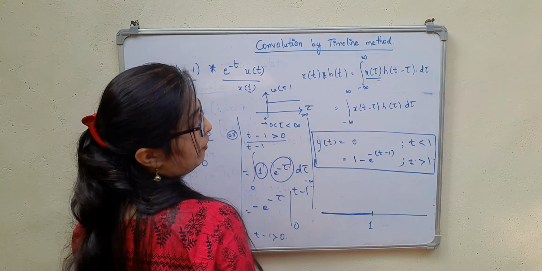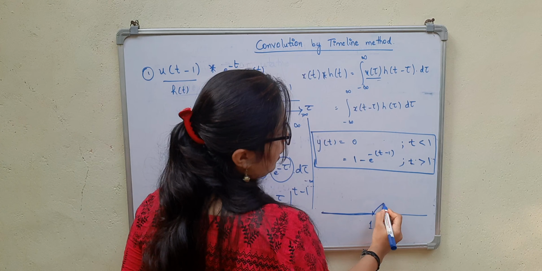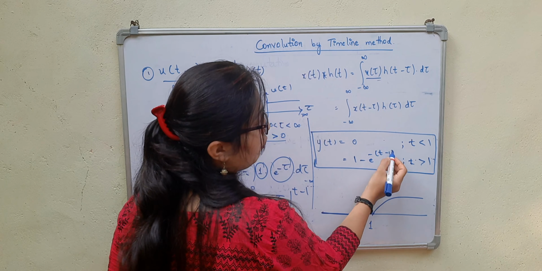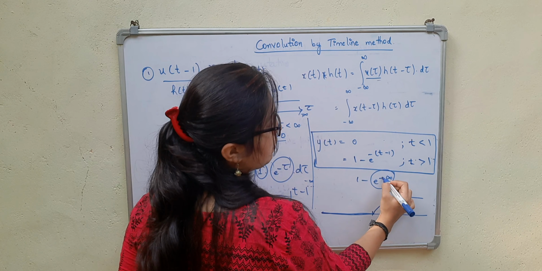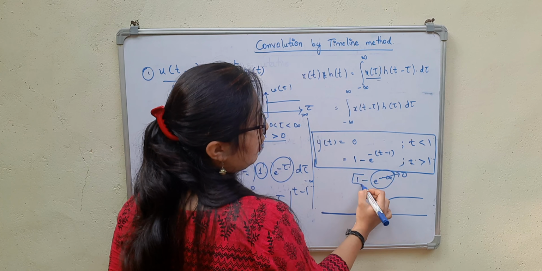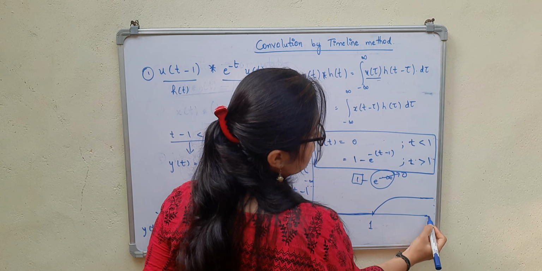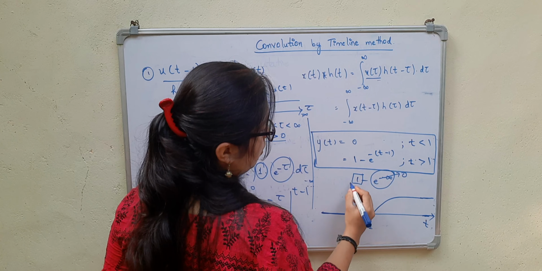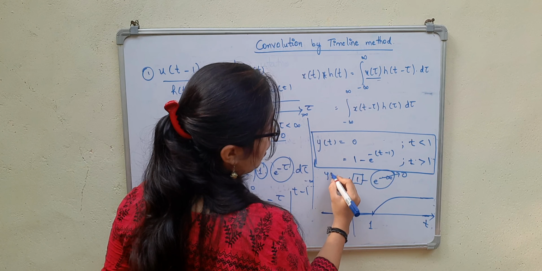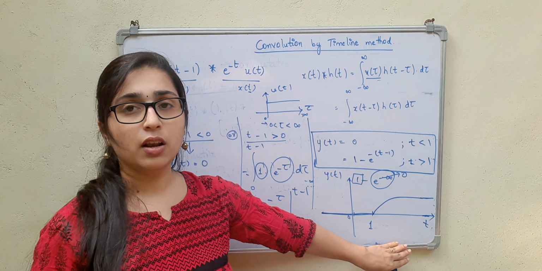For t greater than 1, what happens? When t tends to infinity, e to the power of minus infinity becomes 0. So the final value will be equal to 1. So it will be like this. Okay, so this is my y of t. So this is the final answer.